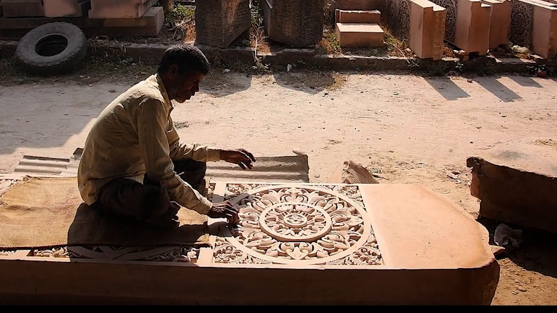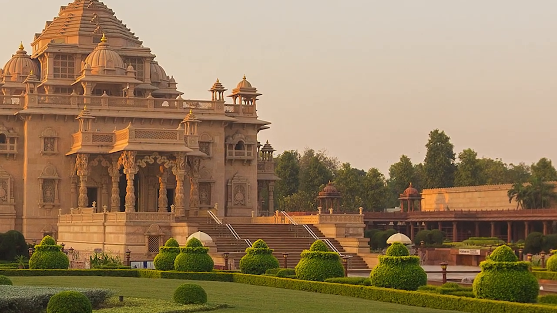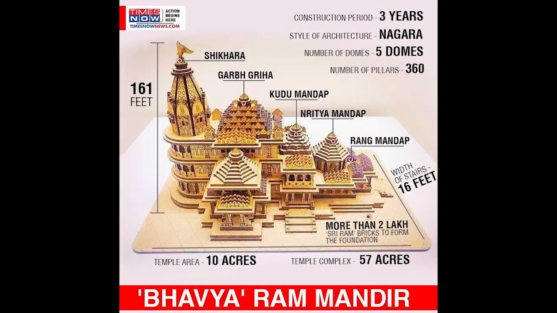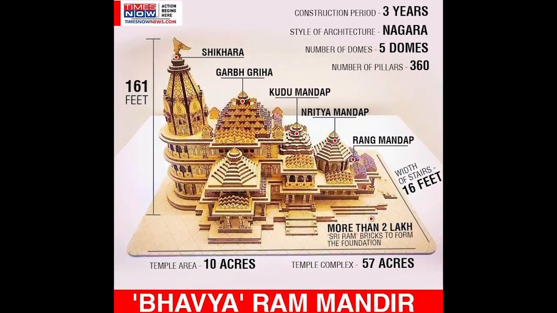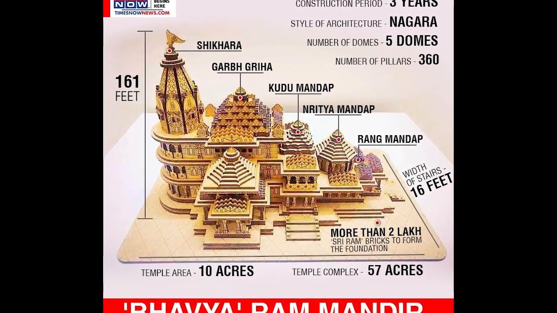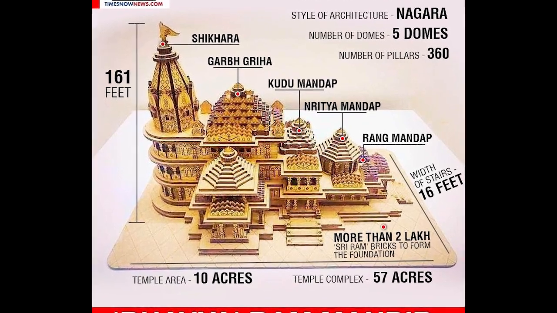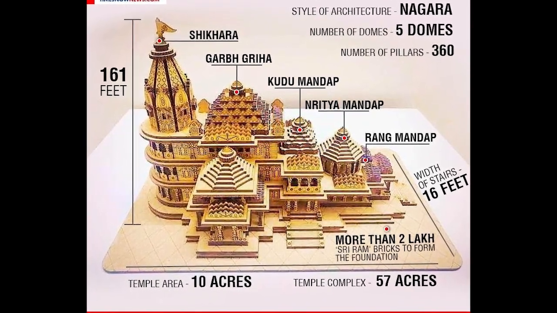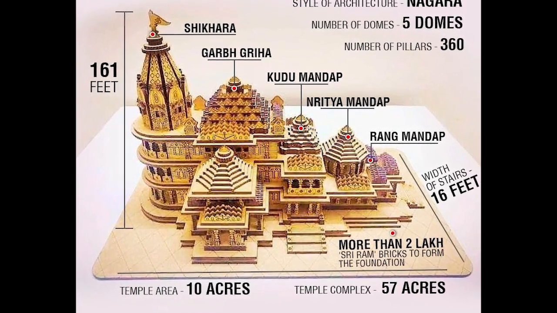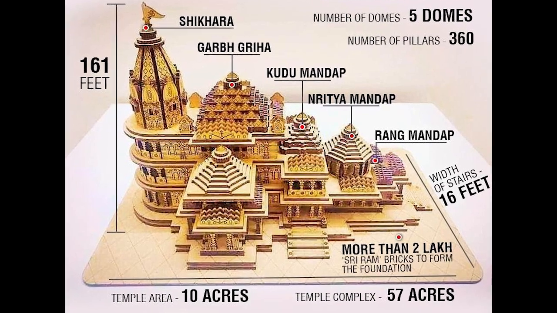It will resemble the Akshardham temple in Gandhinagar, which was also designed by the same architect, Chandrakant Sompura. The width of the stairs will be 16 feet. The temple will be built in 10 acres and 57 acres of the land will be developed into a complex with a prayer hall, a Ram Katha Kunj, that is a lecture hall, a Vedic Patshala, that is the educational facility, a Santa Nivas, that is the Sant's residence, and a Yatri Nivas, that is the hostel for visitors, and other facilities like a museum and a cafeteria.